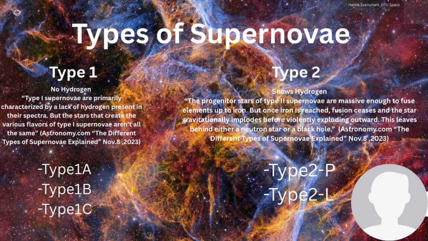and type L, which is a supernova that has a linear decline in its brightness, indicating less hydrogen in its outer layers compared to type 2P.